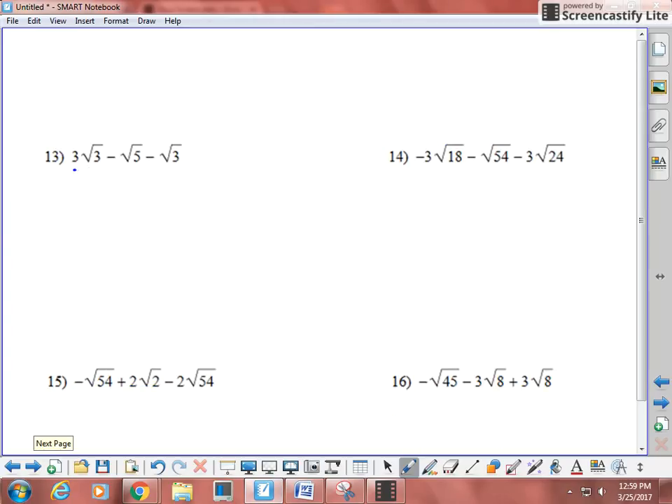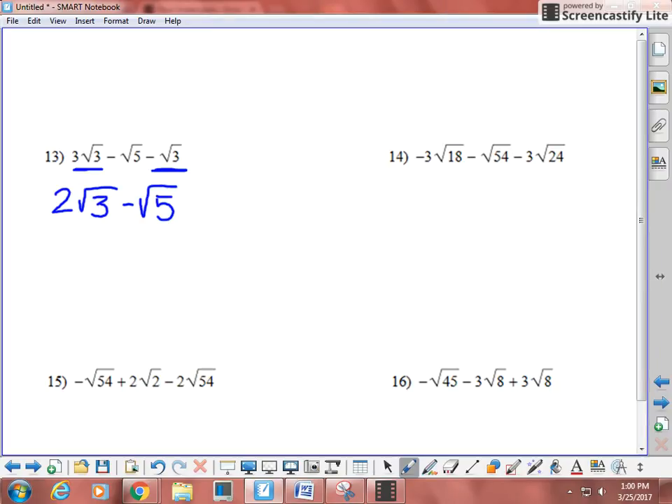Okay, the next one, these are both the square root of 3. So I have a positive 3 and a negative 1. So that's going to give me 2 root 3s. And then a negative root 5 because that can't couple with anything and you can't break it down any further.